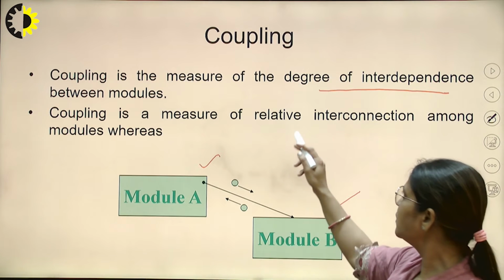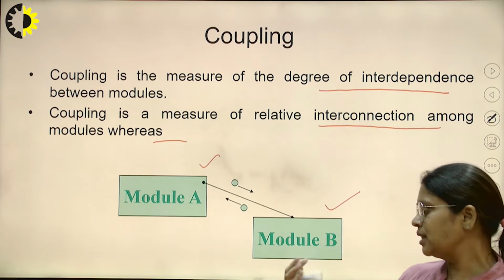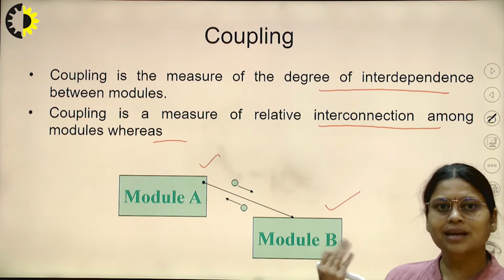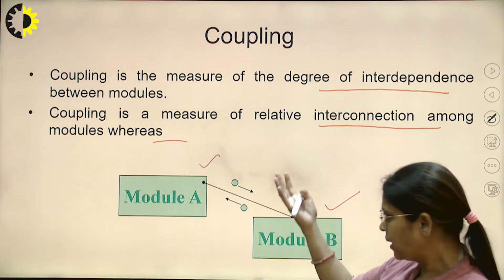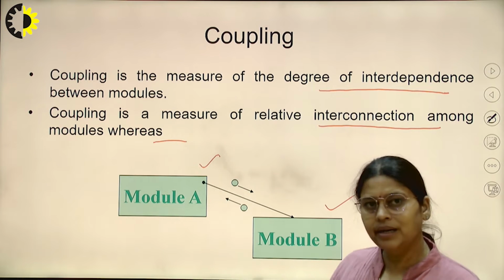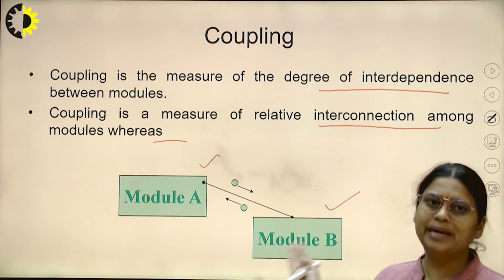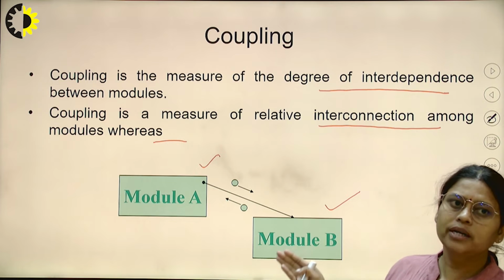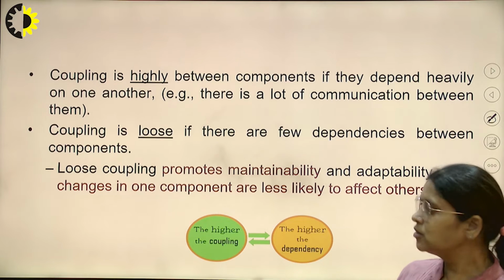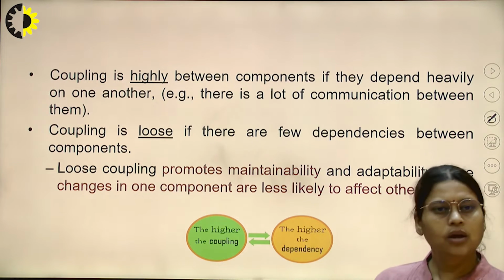So coupling is a measure of relative interconnection among the modules. We can say that there is some interconnection between two modules. Coupling means any data item, function, or content is passed from one module to another module. It is called dependency between two modules, or it is called coupling. Coupling is of two types: one is high coupling and another is low coupling.